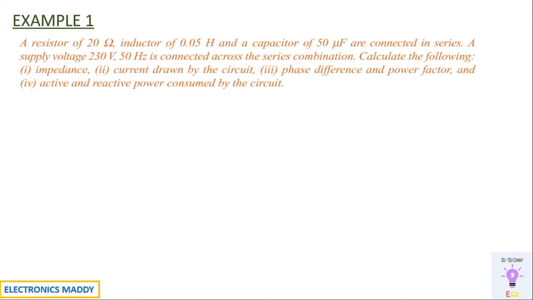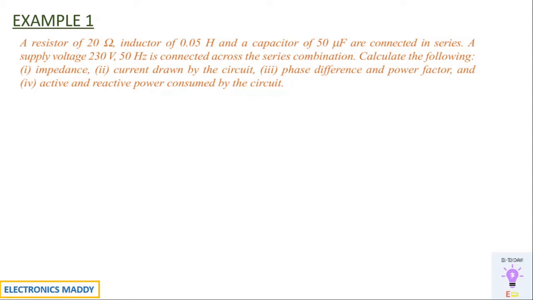Example 1. A resistor of 20 ohm, an inductor of 0.05 Henry and a capacitor of 50 microfarad are connected in series. So they have directly mentioned that they are connected in series. It's a series RLC circuit. A supply voltage of 230 volt, 50 Hz is connected across the series combination. Calculate the following: impedance, current drawn by the circuit, phase difference, power factor, and active and reactive power consumed by the circuit. So how do we approach these types of problems?